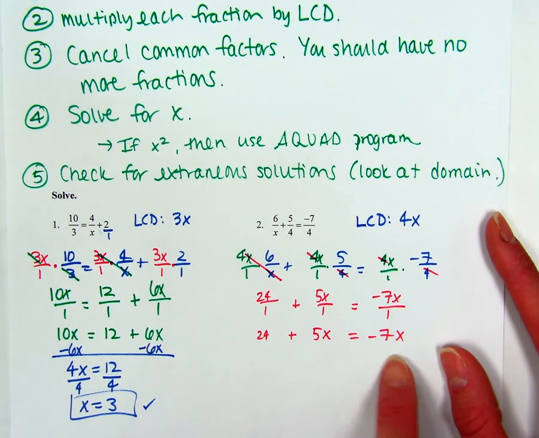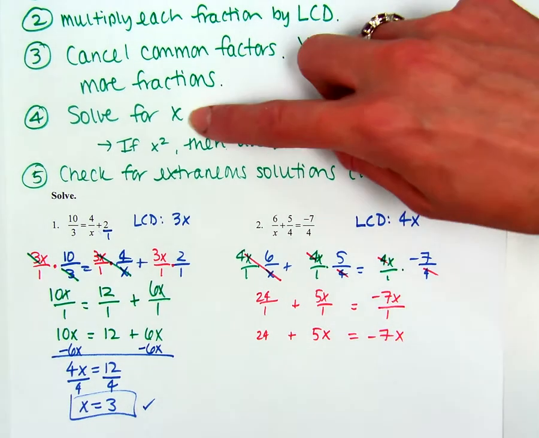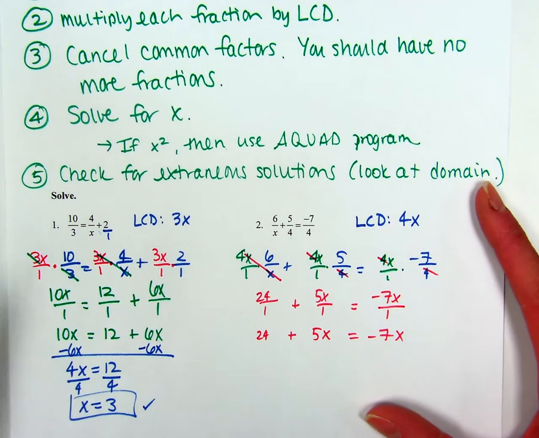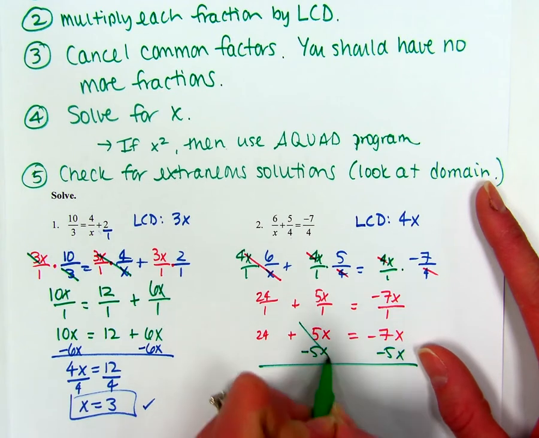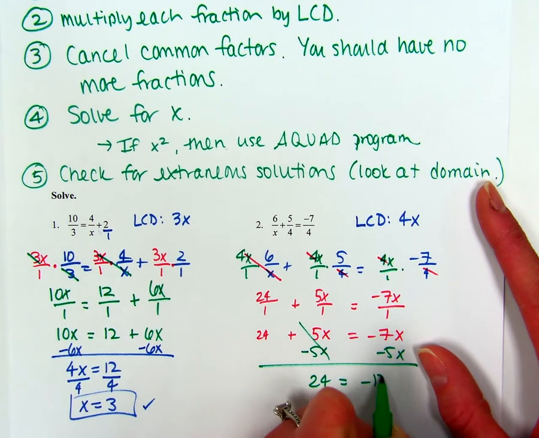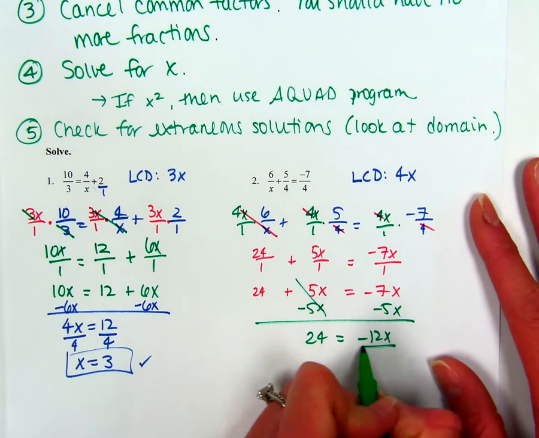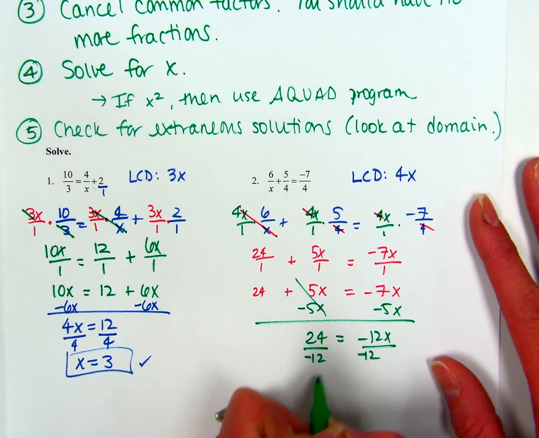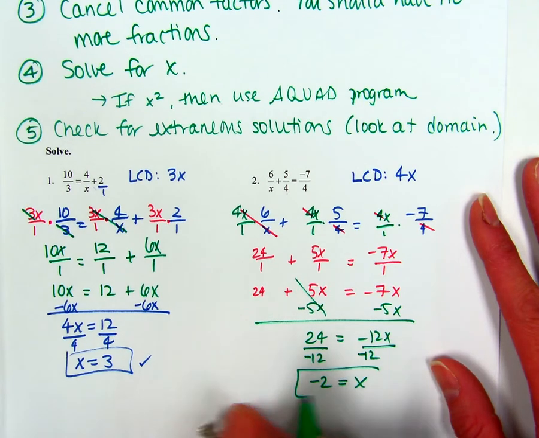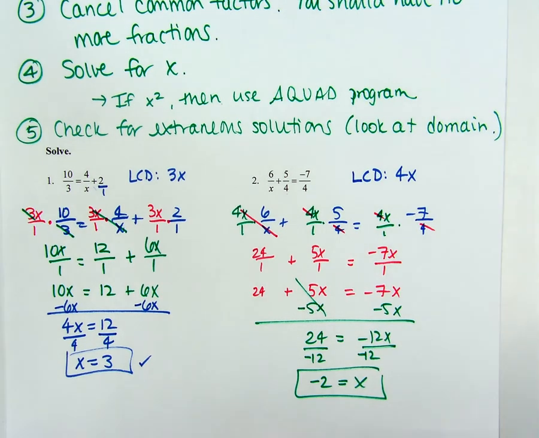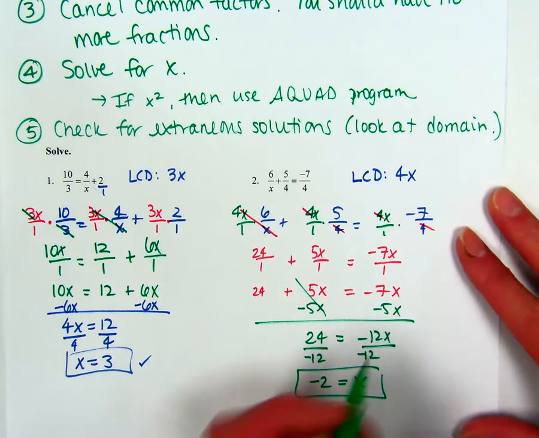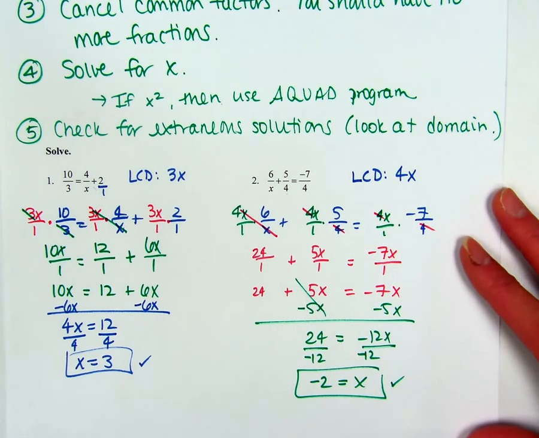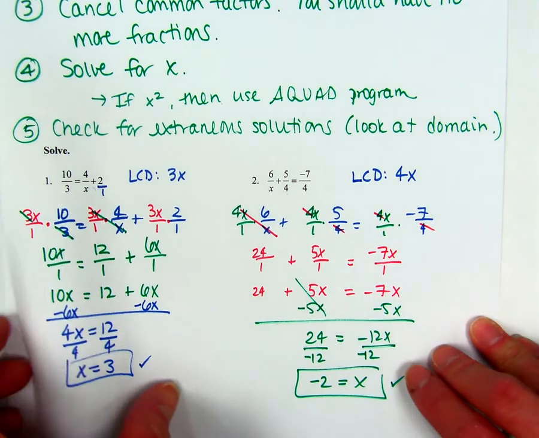Once you have no fractions, now you're just going to solve. So I'm going to subtract 5x. I'm left with 24 equals negative 12x. Then if I divide both sides by negative 12, I get negative 2. So that's my solution. I'm just going to double check that if I were to put negative 2 down here, it doesn't make my denominator 0. So I'm good.